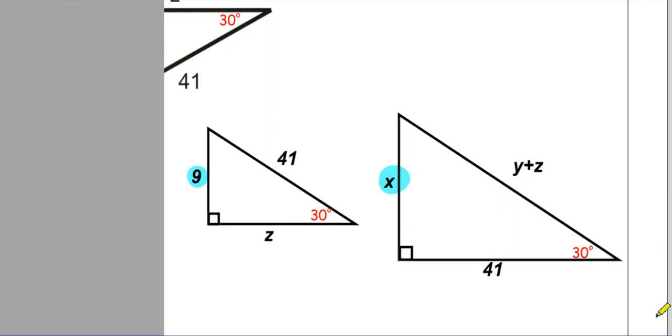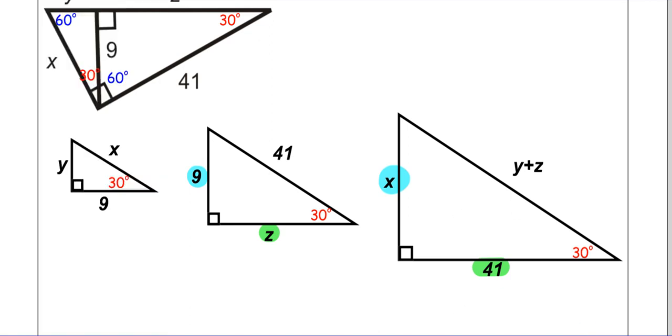So I could try 41, but the problem is that's y plus z. I could try z, and I could try 41, but again, that brings in too many variables. That doesn't necessarily mean I can't solve the problem. What that probably means is I can't start with x's.